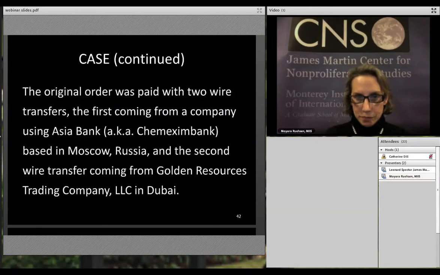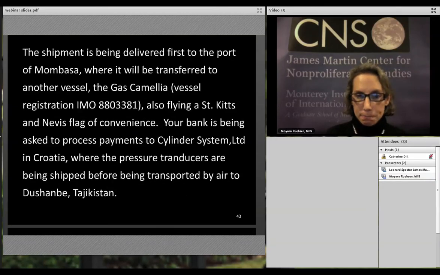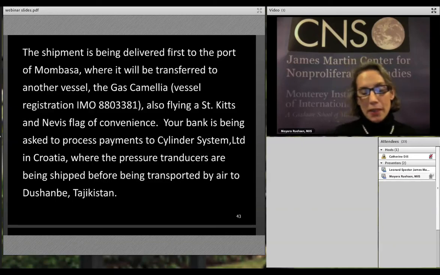company in Egypt. The original order was paid with 2 wire transfers, one from Asia Bank in Moscow and another wire transfer from Golden Resource Trading Company in Dubai. And it's being delivered first to Mombasa, where it's going to be transferred to another vessel, and then the bank's being asked to process payments to Cylinder Systems. Now, Cylinder Systems sounds like a legitimate company that might be requiring pressure transducers or might be in the business of shipping pressure transducers. And finally, they're being transported by air. They're being flown to Tajikistan.